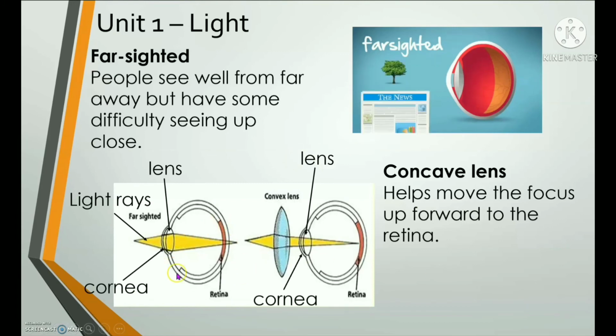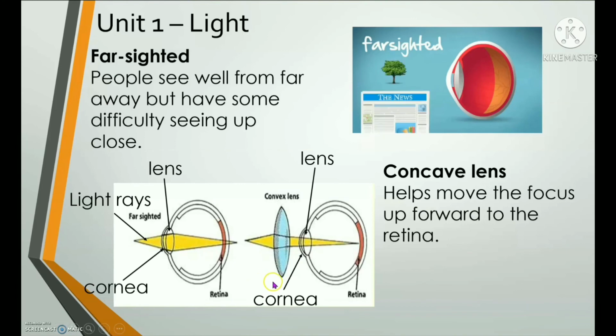Okay, so this is the eye of a farsighted person. Their cornea is mostly flat when they are farsighted, causing the light rays, when they enter the eye or the lens, to focus at the back of the retina. If the light rays focus at the back of the retina, the image will be blurred up close. Okay, so how can we fix that?